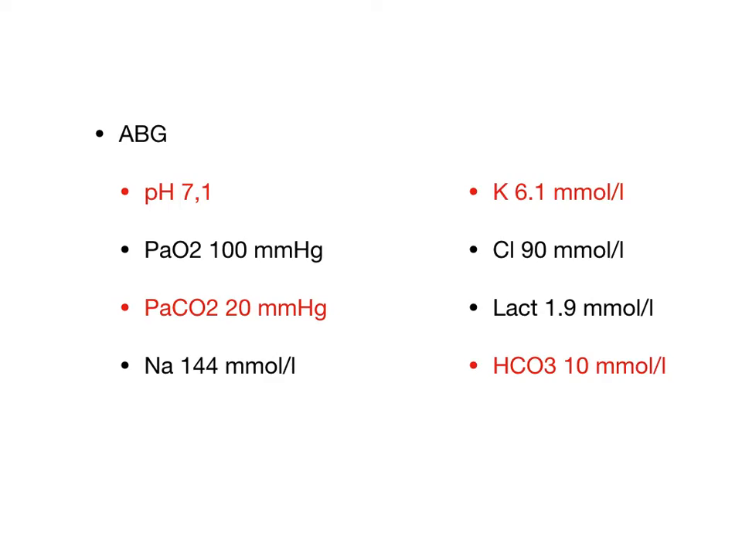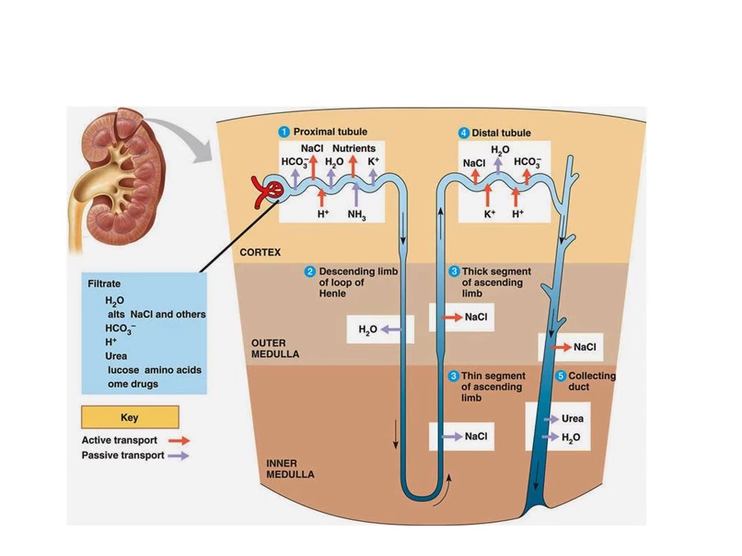Okay, so can you remember this picture? Can it be a problem at the proximal convoluted tubule? Yes, it may be a problem at the proximal convoluted tubule, where maybe a diabetic patient, you don't know. Okay? And can it be a problem at the thick segment of the ascending limb?